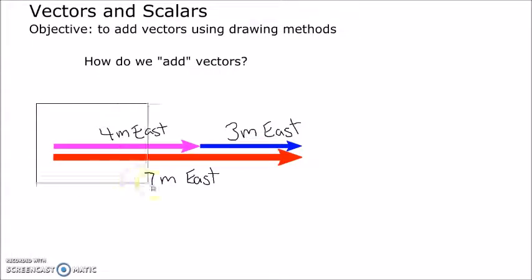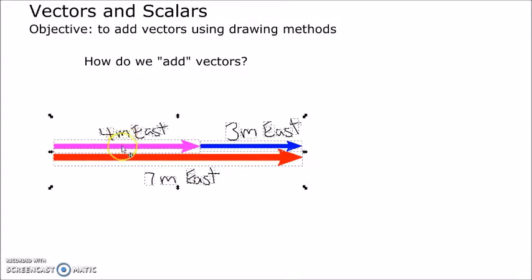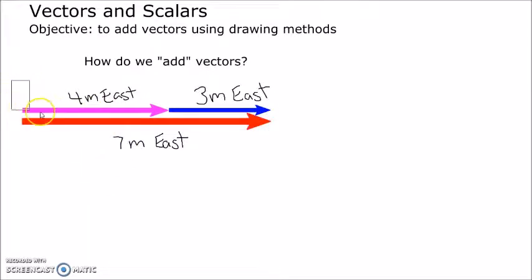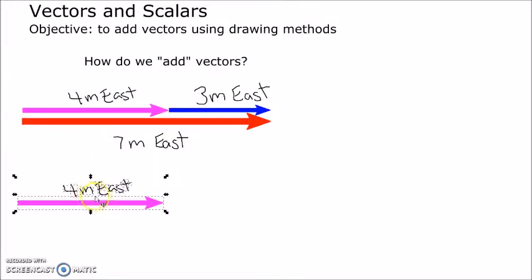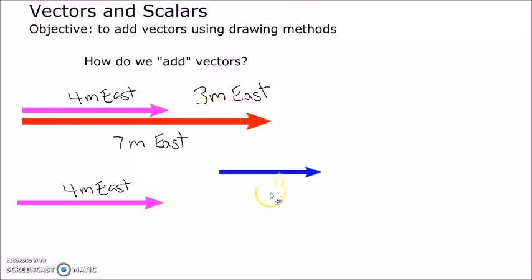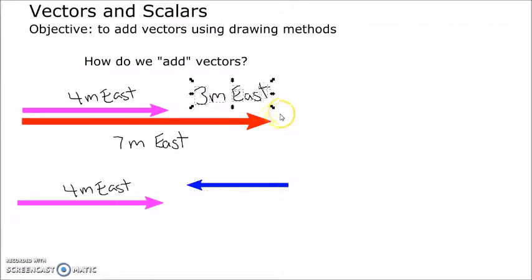Now the question is, what happens if, instead of 4 meters east and 3 meters east, we change this around a little bit? Let's suppose we have the 4 meters east again, but this time we're going to rotate this so that it is not 3 meters east, but actually 3 meters to the west. Let me just change this around here.